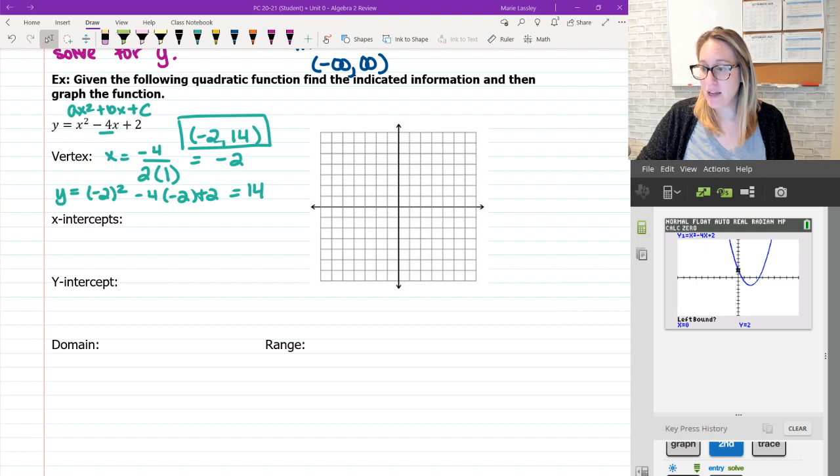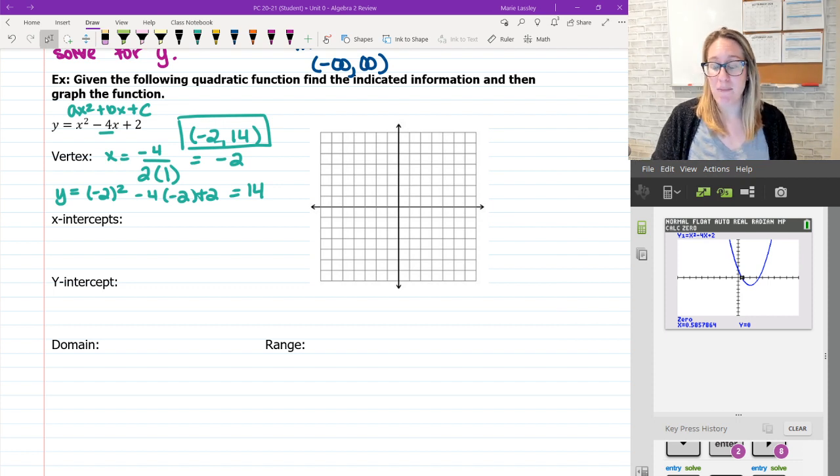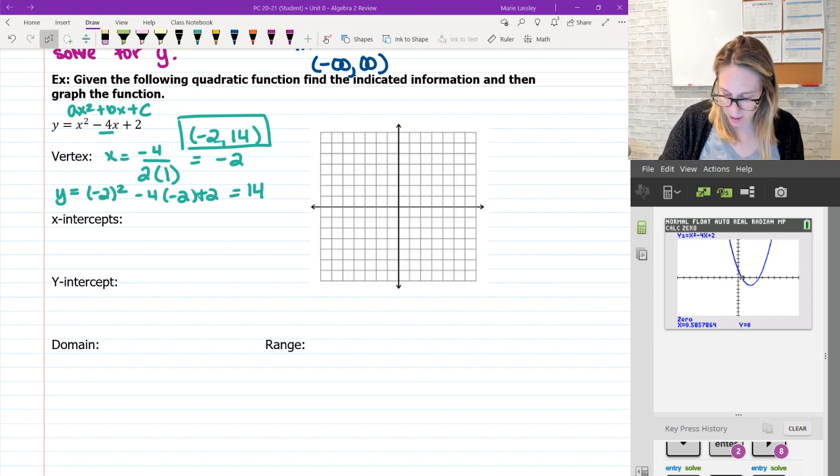Now we have to use the arrow keys on our calculator to go to the left and then to the right. See how it says left bound? I have to be on the left of my intercept, and I am, so I'm just gonna hit enter. Then I need to be on the right, so I'm gonna move my cursor to the right and hit enter. Then it wants me to guess where I think it's crossing. It looks like it's crossing right there, so I'm gonna hit enter. It tells me that my 0 is this beautiful value right here.